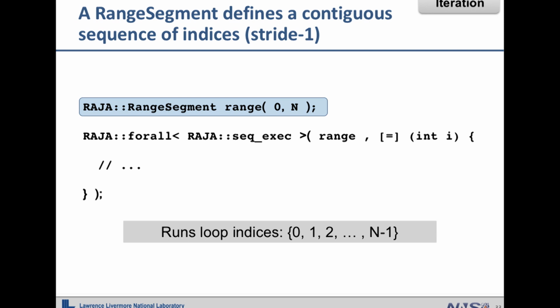So the simplest type that we've seen already is a range segment, and that's just a contiguous sequence of indices that's stride 1. So in this case, if you make a range and you construct that with 0 and n, the indices that you're actually going to run are 0 to n minus 1.